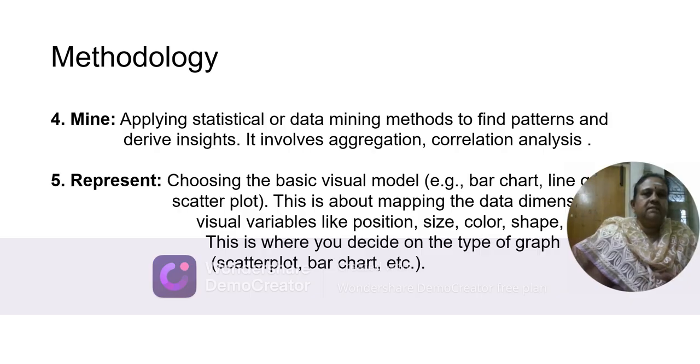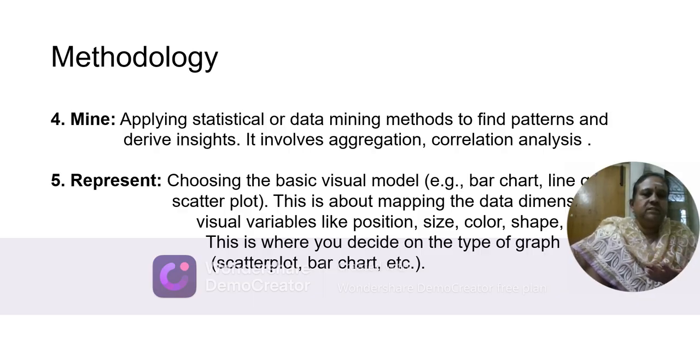And the fifth stage is through which visual model you are going to represent your data. It could be a bar chart, line chart, or a scatter plot. How you are going to represent your data. This is about mapping the data dimensions to visual variables like position, size, color, and shape. This is where you decide the type of graph, chart, plot, or map. So, which visual model you are going to use to represent it.